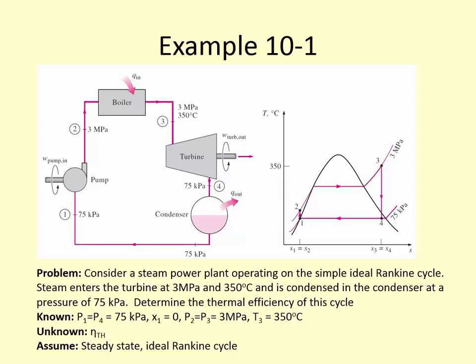Okay, so in this problem, we have a power plant operating on the simple ideal Rankine cycle. Steam enters the turbine at 3 megapascals and 350 degrees Celsius and is condensed in the condenser at a pressure of 75 kilopascals. We assume x1 is equal to 0, P2 is equal to P3, which is 3 megapascals, and T3 is 350. We want to determine the thermal efficiency of this cycle. And what is thermal efficiency for the Rankine cycle?